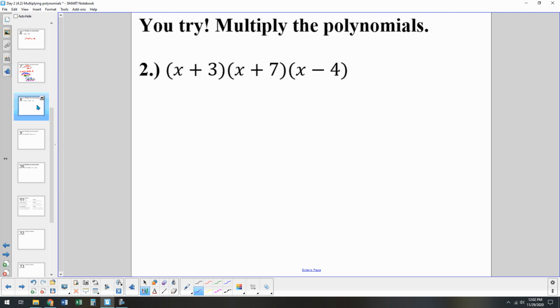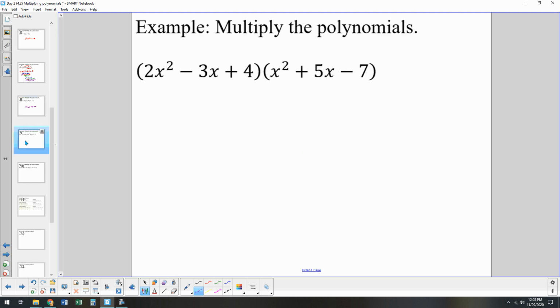So you go ahead and try the next one, pause it, and I'll show the answer. All right, so that's the answer we should have gotten for that one. This is the same as the others, it's just now there are 3 things in both. So I'm going to take this 2x squared and distribute it to all 3. So 2x squared times x squared is 2x to the 4th, right? 2 plus 2 is 4.